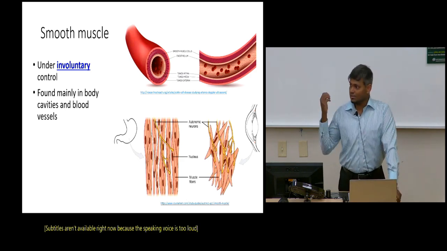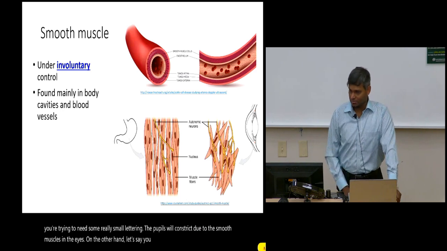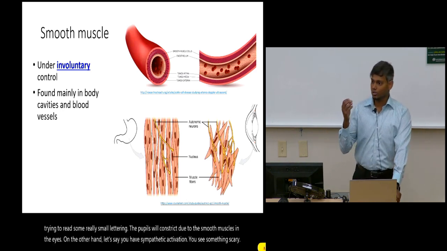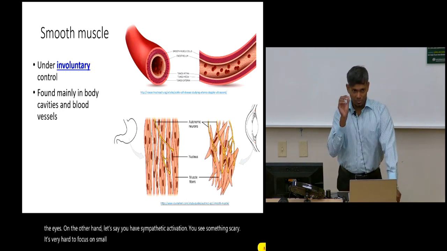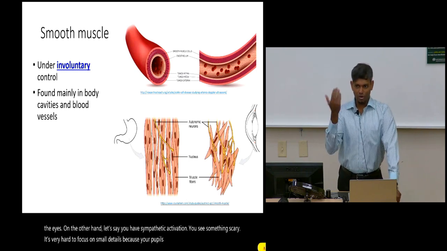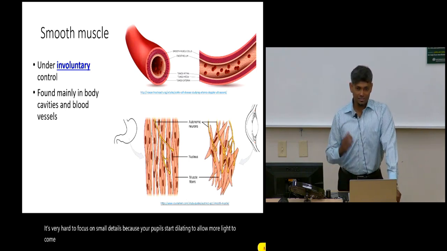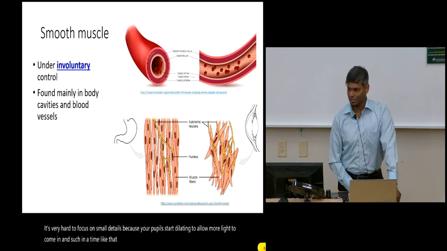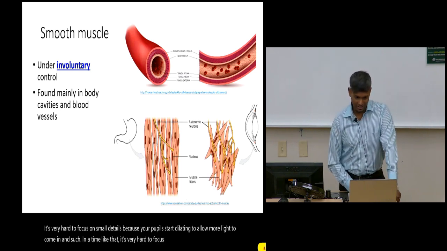On the other hand, let's say you have sympathetic activation, you see something scary, it's very hard to focus on small details because your pupils start dilating to allow more light to come in, and such. In a time like that, it's very hard to focus on minute details.